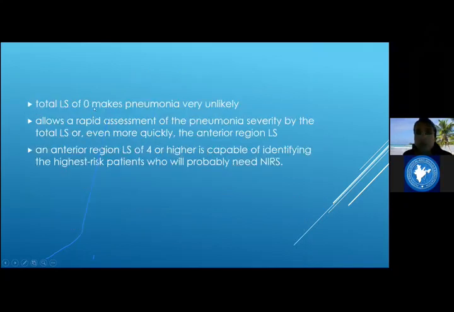So a total lung score of 0 makes pneumonia very unlikely, and it allows a rapid assessment of the pneumonia severity by the total lung score, or even more quickly by the anterior region. For bedridden patients, it is very difficult to turn the patient to the sides or into the decubitus position. So we just need to see the anterior region. We all know that the anterior region is mainly the upper lobes, and upper lobe involvement comes very late. So if we see an anterior region lung score of 4 or higher, then we should know that the patient probably needs non-invasive respiratory support or NIV. And if it goes higher, we need to mechanically ventilate the patient. So that is the main significance of this lung ultrasound.